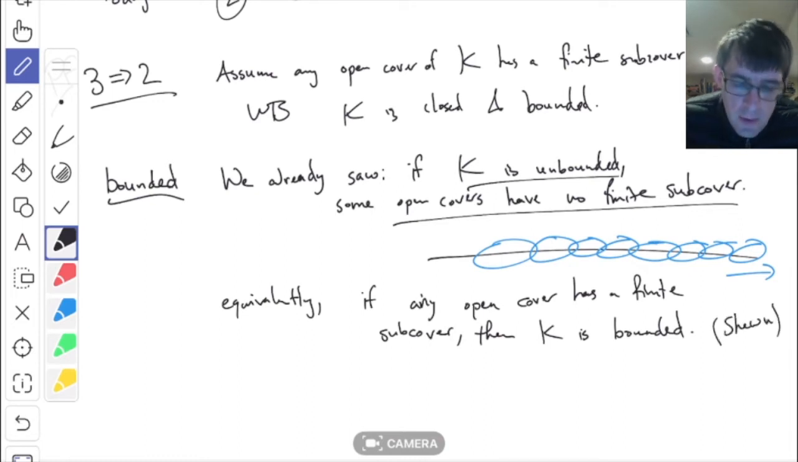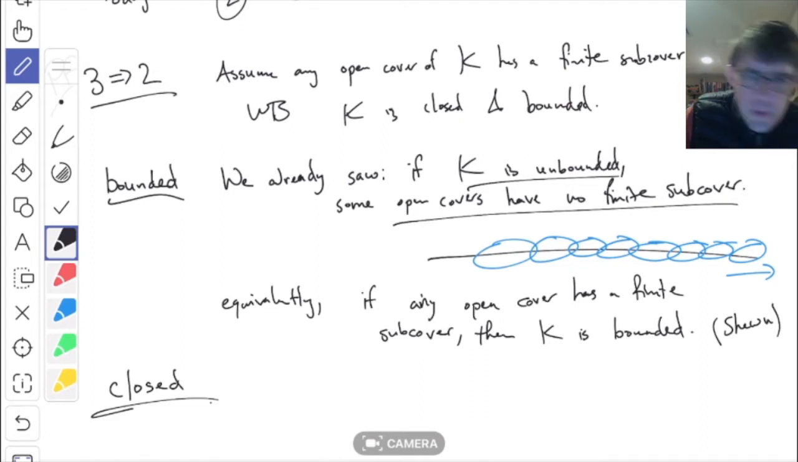We assume that any open cover of K has a finite subcover, and we wanted to show that K is closed and bounded. So bounded is for free. This is something we already talked about last time. What about closed? That's the more difficult, I suppose, although it's not super difficult.